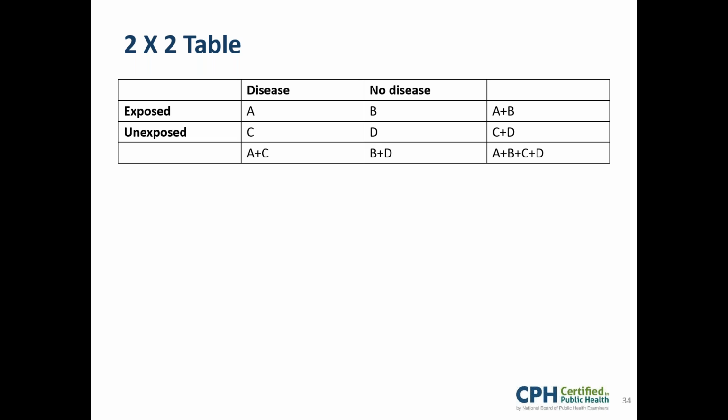Going down to the next row for unexposed, C are all those individuals who are unexposed to our exposure of interest but still have our disease of interest. And D is all of those individuals who were unexposed to our exposure of interest and do not have our disease of interest either. And then again, C plus D equals all individuals who are unexposed regardless of their disease status.